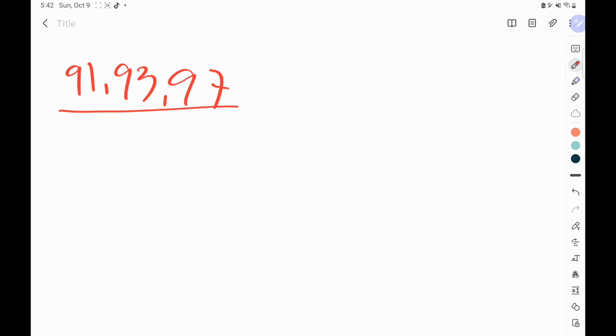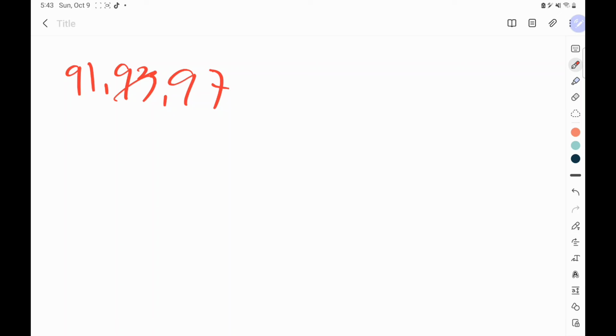Next, the next test is what? Divisible by 3. So we need to add 9 plus 1. 9 plus 1 is equal to 10, and 10 is not divisible by 3. Basically, we need to leave 91 alone. Next, 93. 9 plus 3 is equal to 12, and 12 is divisible by 3. Therefore, 93 is also divisible by 3. So we need to eliminate this. 97: 9 plus 7 is equal to 16, and 16 is not divisible by 3. Therefore, 97 is also not divisible by 3.